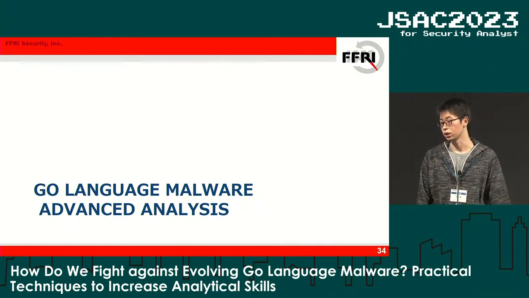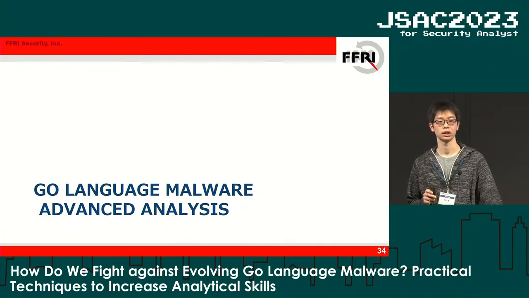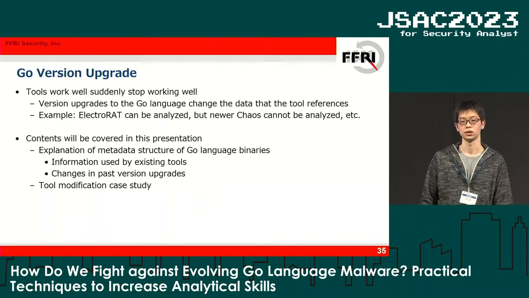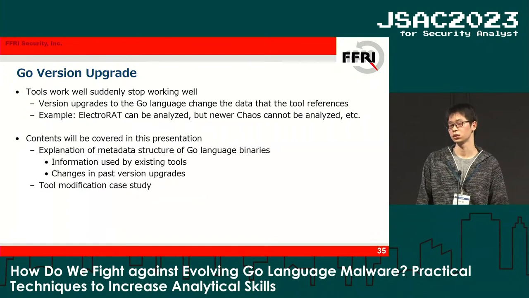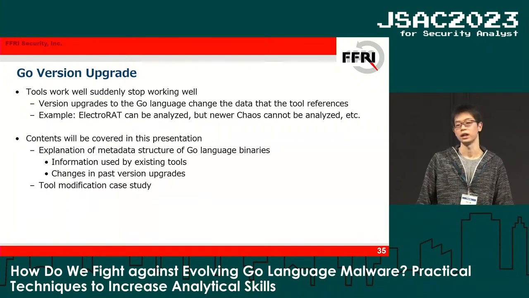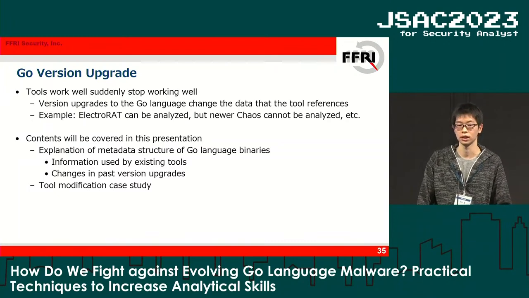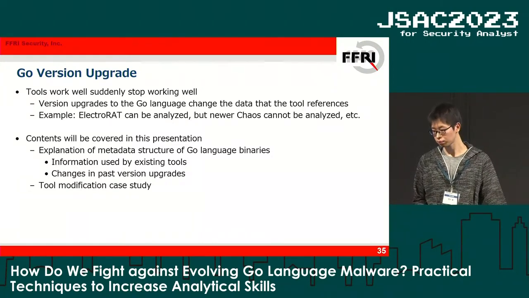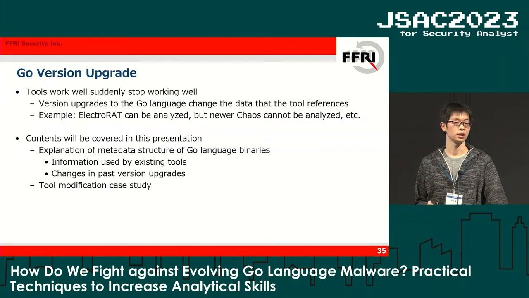Next, I'd like to talk about the advanced analysis. When Go language malware is analyzed, you'll become familiar with analysis, and maybe you have some favorite tools such as Ghidra and IDA. And you'll be able to find your own favorite tool. And if you want to analyze new malware, maybe you will no longer be able to use some of these tools. And as introduced, because of the upgrade of the version of the Go language, this problem is caused. With the upgrade of the Go language, the file structure changed, and therefore the tool can no longer be used.